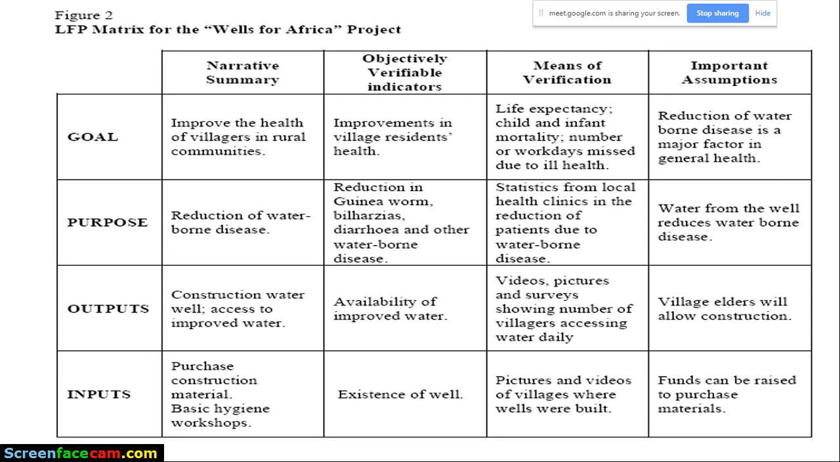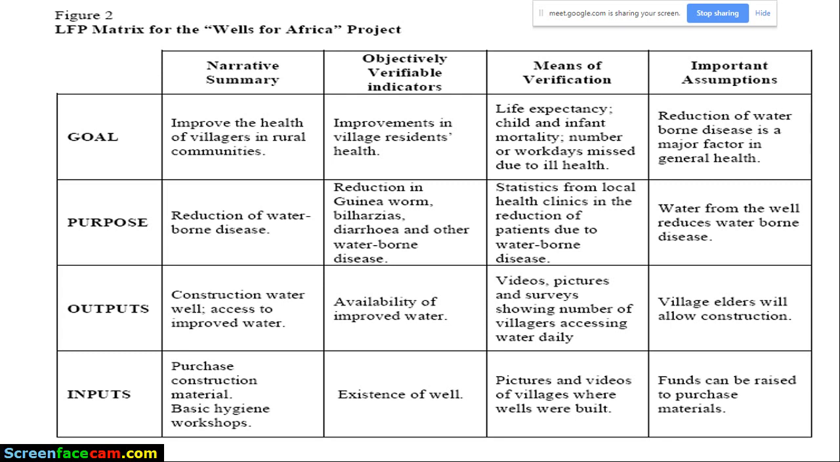Number of work days missed due to health. Maybe previously most workers were missing work due to health issues. So now we can also track this and measure how many people are missing work due to ill health. If we used to record in a week an average of about 10 people missing work due to ill health, and now we are having an average of 2 people missing work per week, then we can confirm that indeed there is improvement in the health of the villagers.